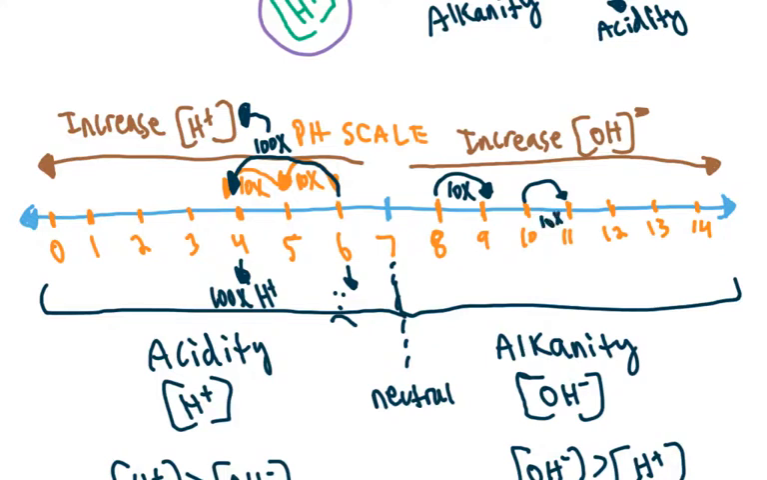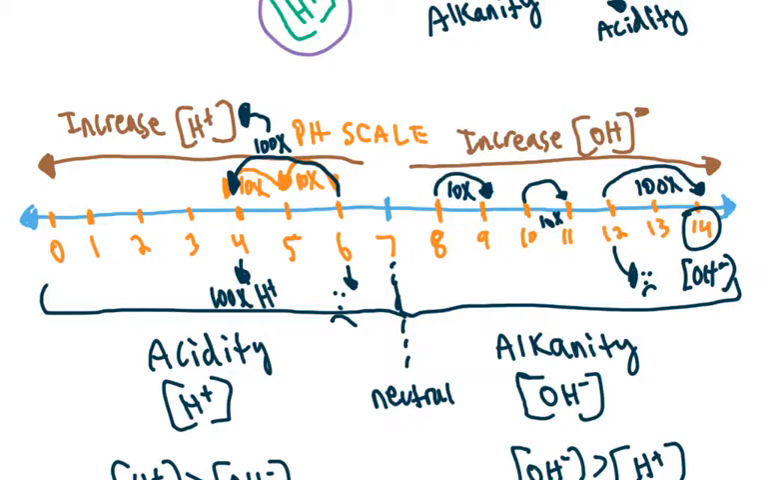Now, if you say how much more does a pH of 14 have than a pH of 12? How much more of a concentration of hydroxyl groups does a pH of 14 have than a pH of 12? That's going to be 100 times more. So the pH of 14 is going to have 100 times more concentration of OH than a pH of 12 does. So that's how the pH scale works.